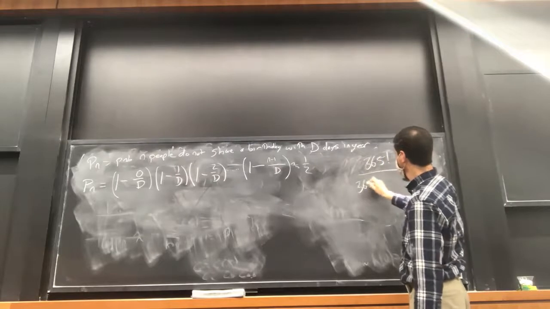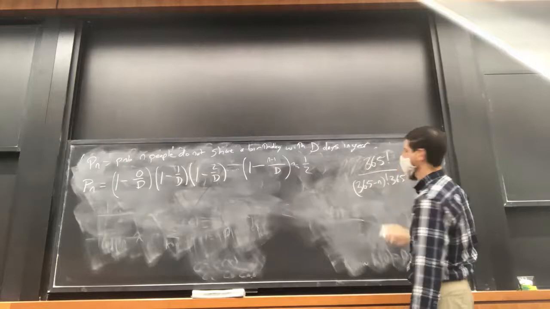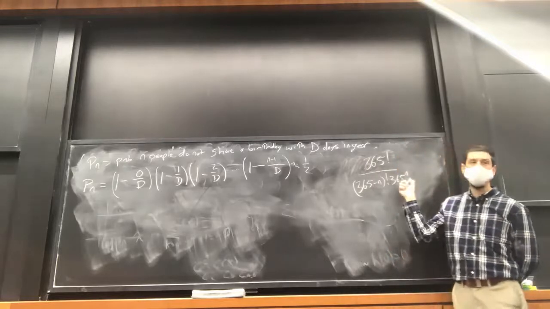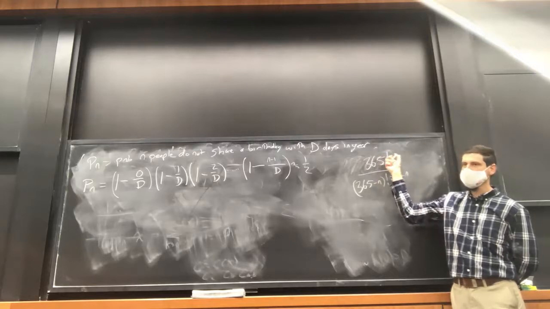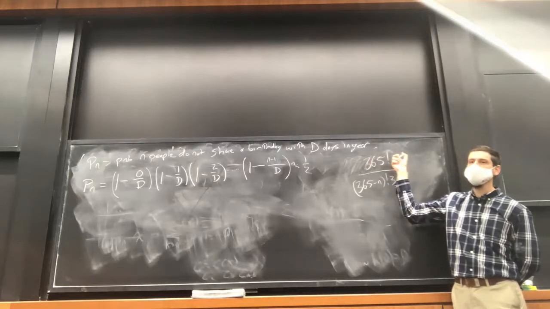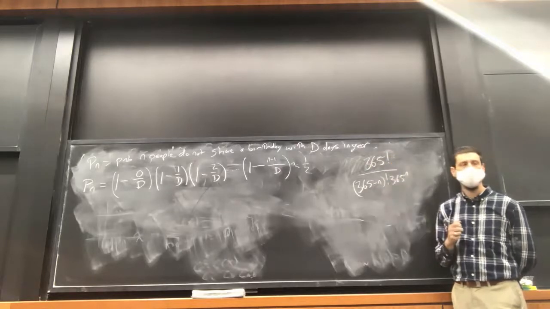Over 365 minus n factorial, 365 to the n. I have 365 to the n from all the denominators. This gives me 365, 364, 363, all the way down to 365 minus quantity n minus 1, and then this cancels everything from that point on.